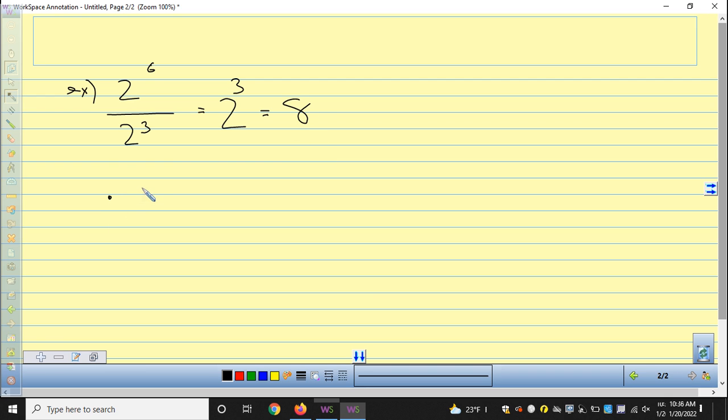If we had variables, it doesn't change anything. x to the 12th over x to the 6th. Same base, we have a power divided by a power. So we get x to the 6th. We subtract the exponents. Easy.